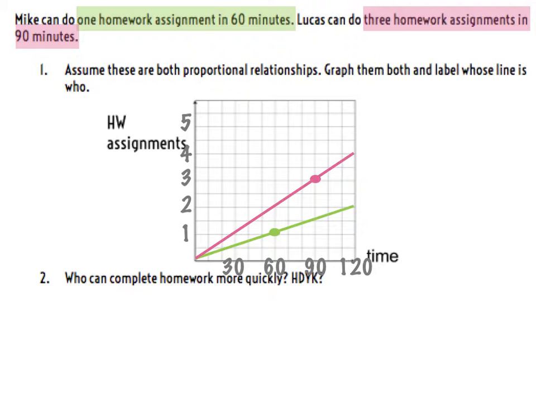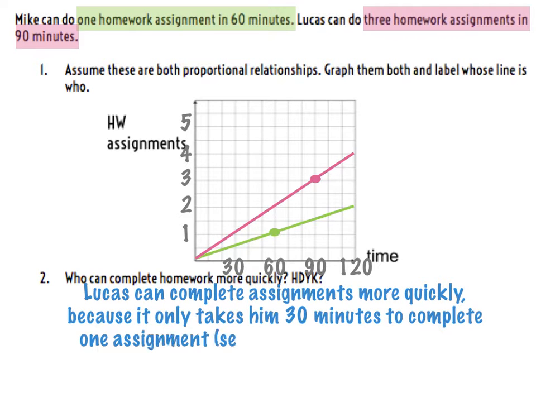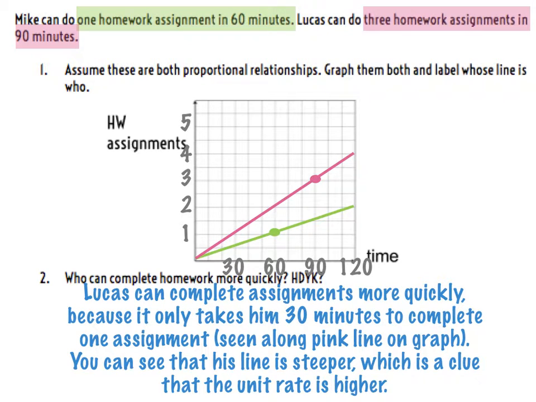So looking at this, there are a couple ways to think about who's going to complete the homework more quickly. I have 2 specific things that I note here. Say that Lucas can complete assignments more quickly because it only takes him 30 minutes to complete 1 assignment. That's where I said continue back along the pink line. You'll see that he can complete that 1 and it takes him 30 minutes.